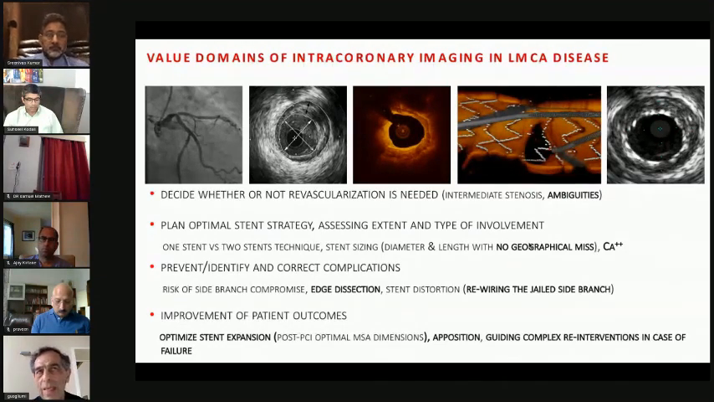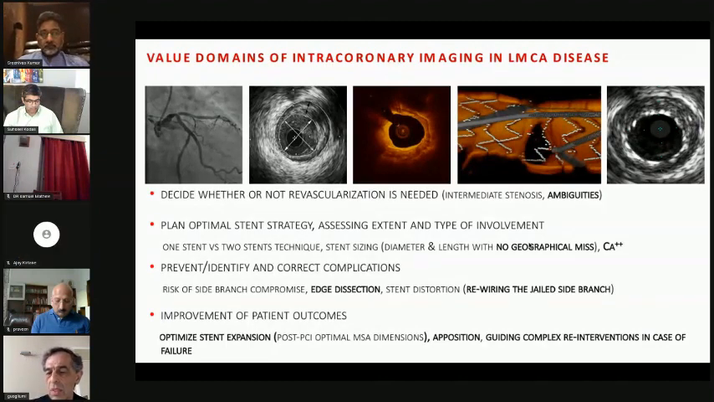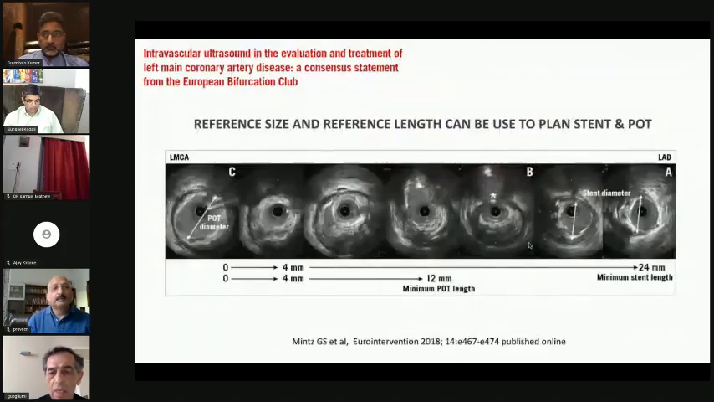That is not only a matter of sizing, but also a matter of apposition and guiding the complex reintervention in case of failure. We learned a lot from IVUS. We learned that despite the declaration of using IVUS so frequently for guidance of the procedure, in many cases you do not see the proper use of the imaging technique.